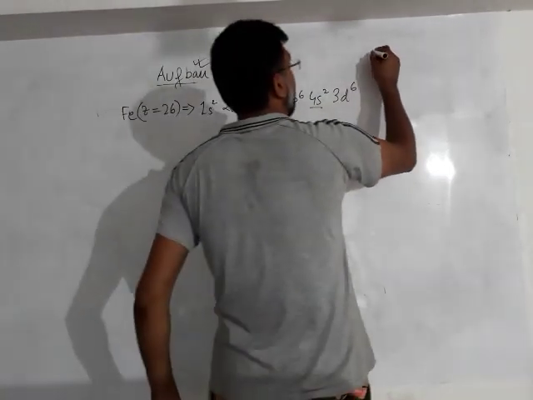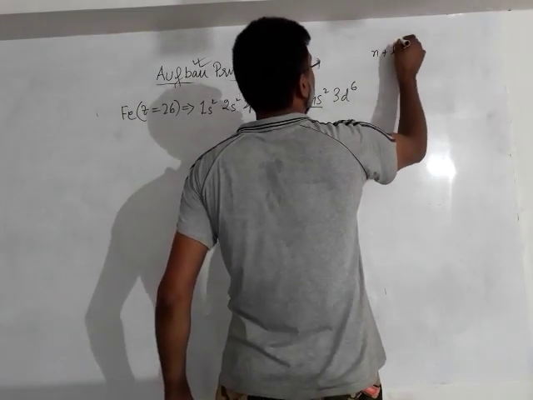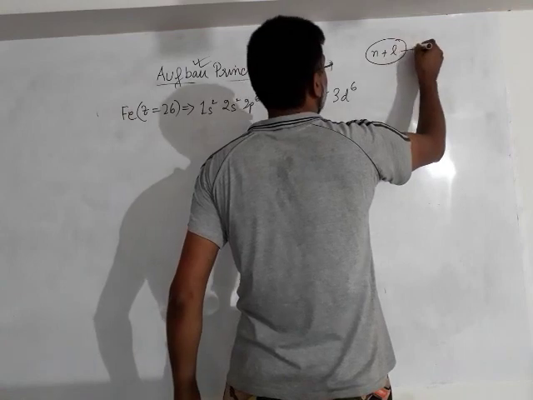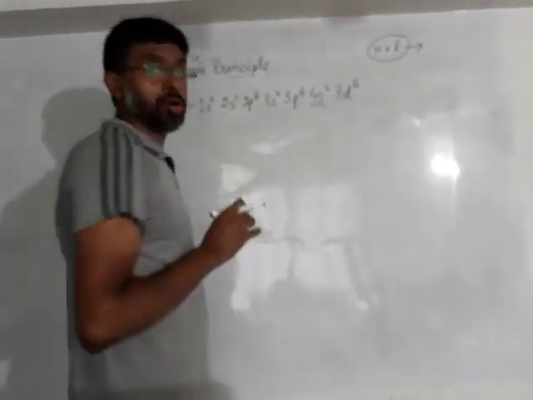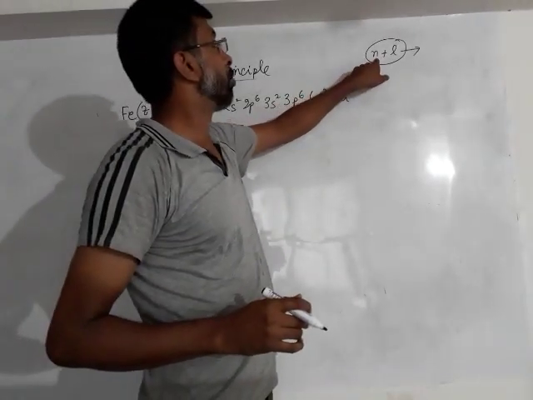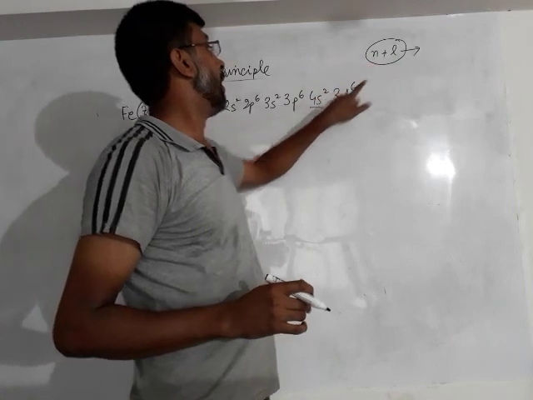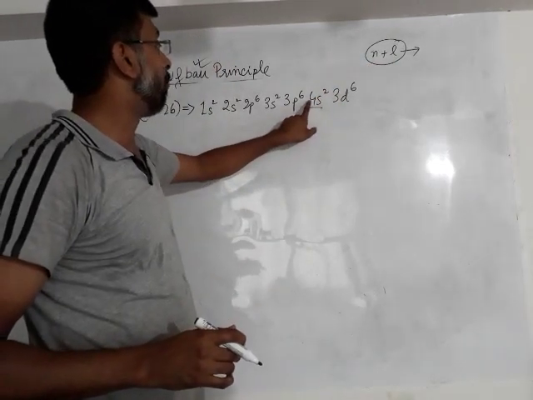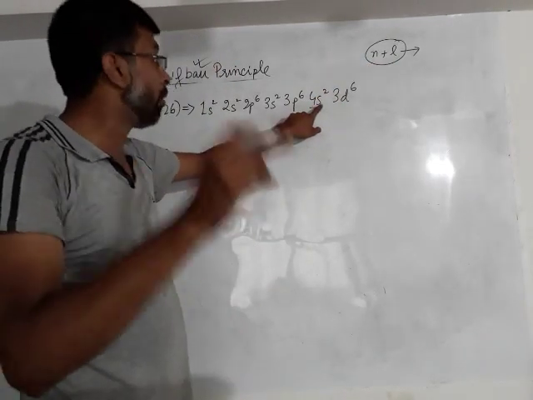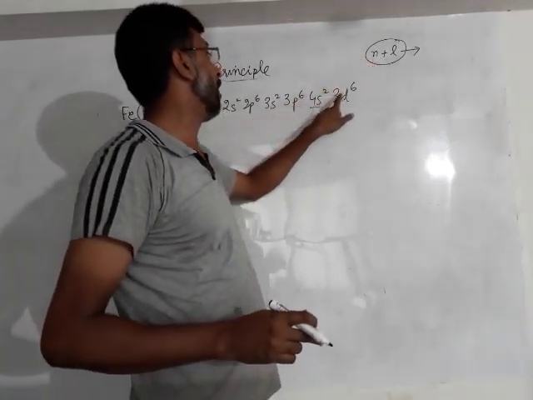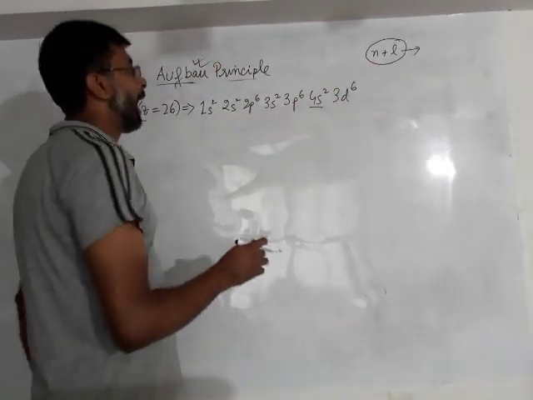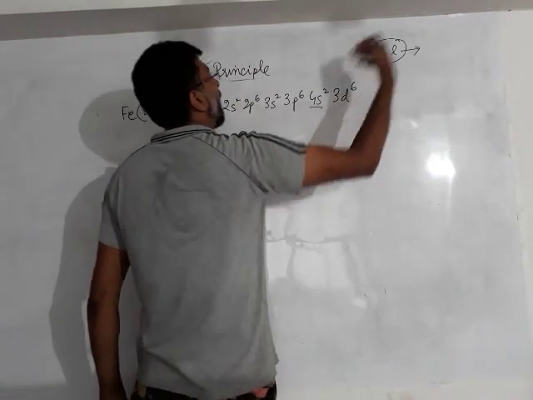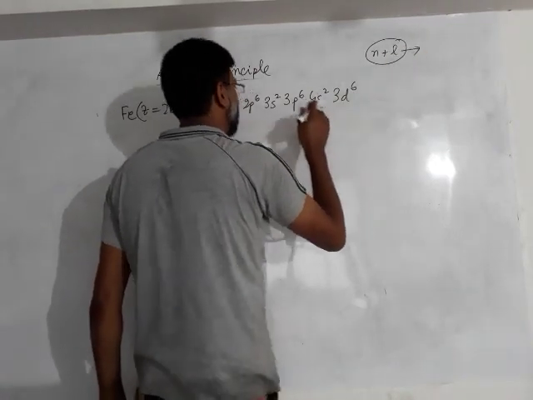This is according to the N plus L rule. This rule I will teach you later on. For the moment, you memorize this order. The N plus L value of 4s orbital is lower than the N plus L value of 3d orbital. That is why the energy of 3d is higher and the energy of 4s is lower. That is why we place this order.